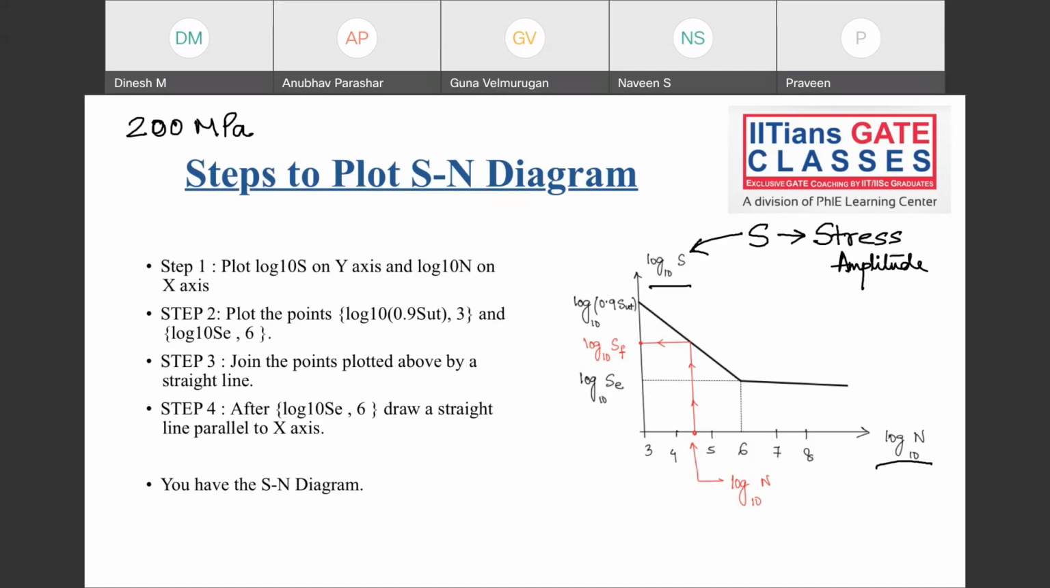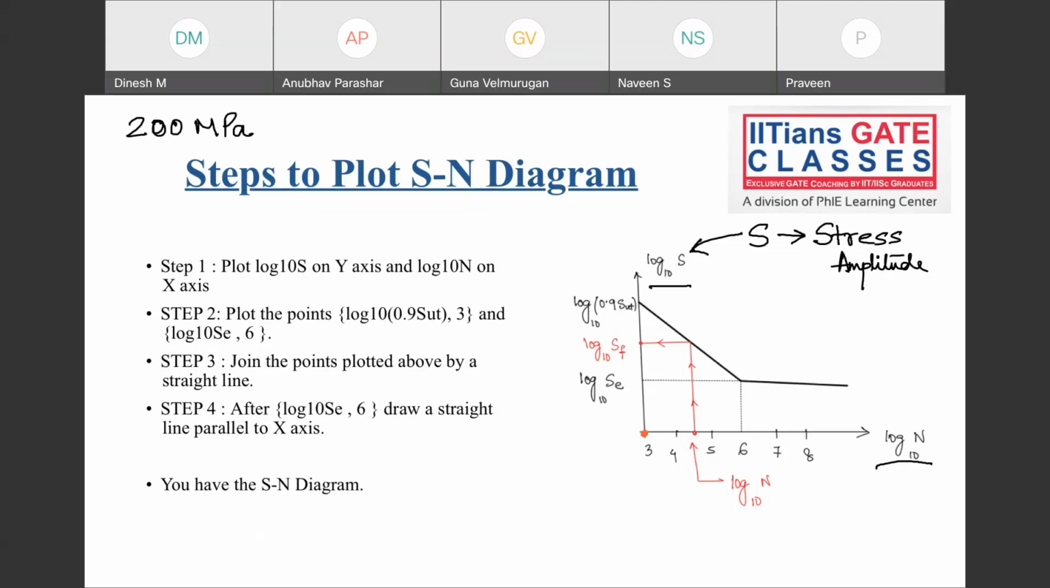Now, we are starting from 3. You should know why we are starting from 3. Because we are ignoring all the fatigue failures occurring below 10,000 cycles. We can extend the SN curve for points 1, 2, 3, but we are not interested in those points, because those failures are taken care of by providing a high factor of safety. So we are bothered about all the fatigue failures happening after 10,000 cycles: 10 to the power 3, 10 to the power 4, 10 to the power 5, 10 to the power 6.